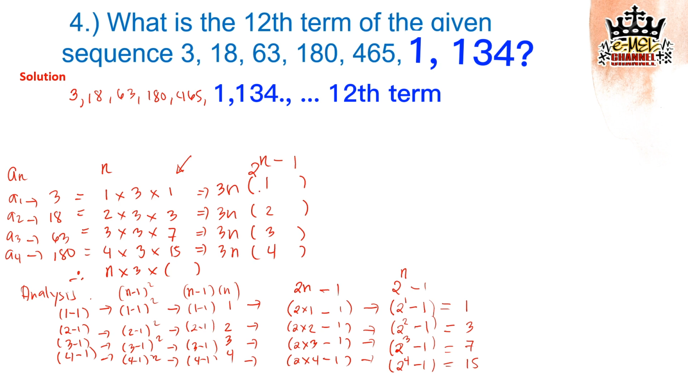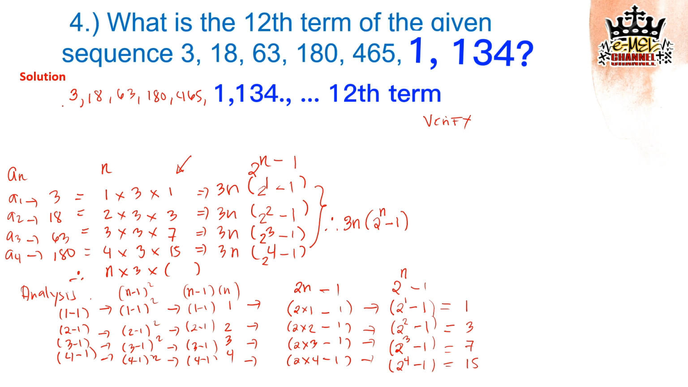Therefore, our formula here is 2 to the power of n minus 1. And this is 2 to the power of 1, 2 to the power of 2, 2 to the power of 3, and 2 to the power of 4, minus 1, minus 1, minus 1, minus 1. And it shows consistency. So, therefore, we have here 3n times 2 to the power of n minus 1. Let's do the verification.